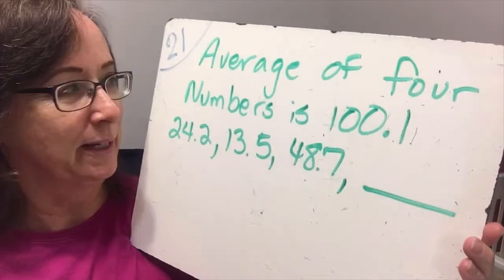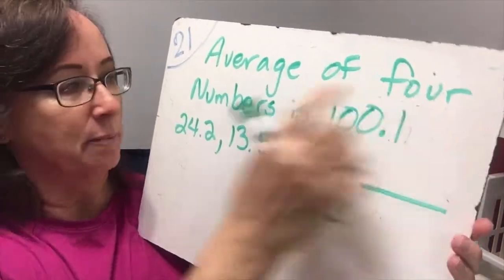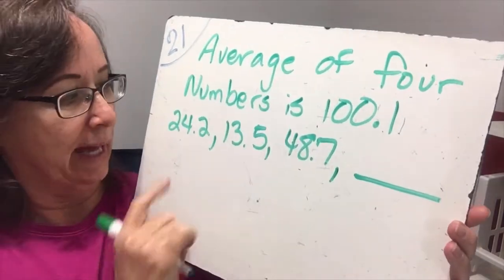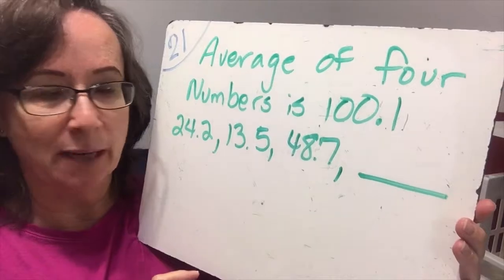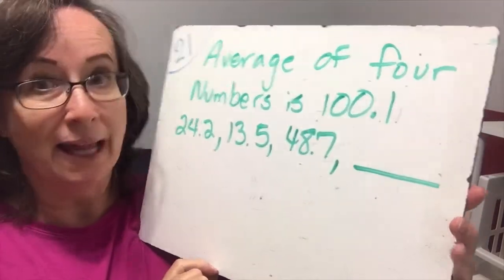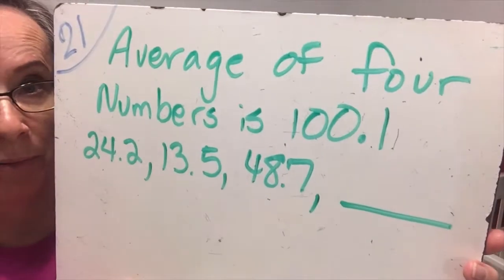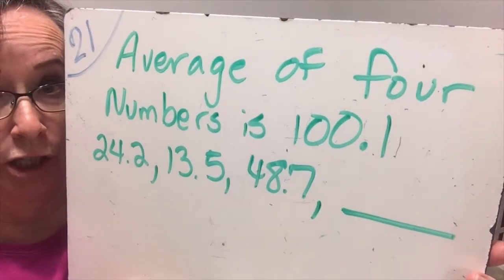This one is a fun one. We have the average of four numbers is 100.1. Okay, and we have been given three of the numbers. We have to find the fourth one. This one is one of your practice problems. So look at that carefully and pause your video.